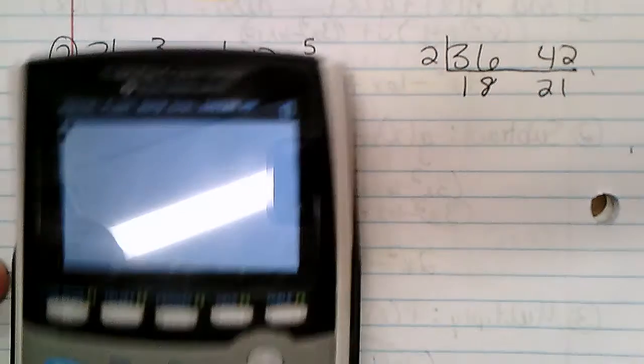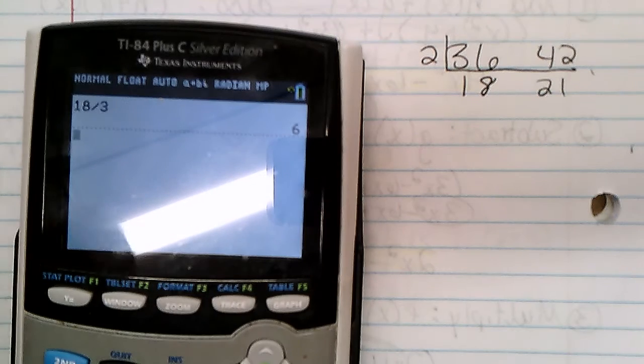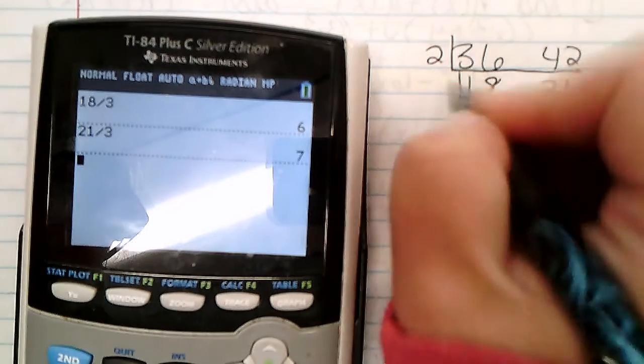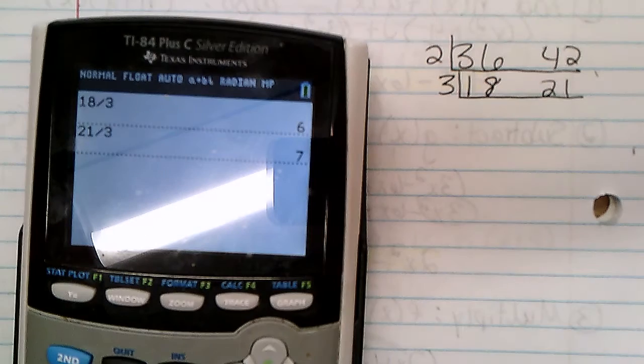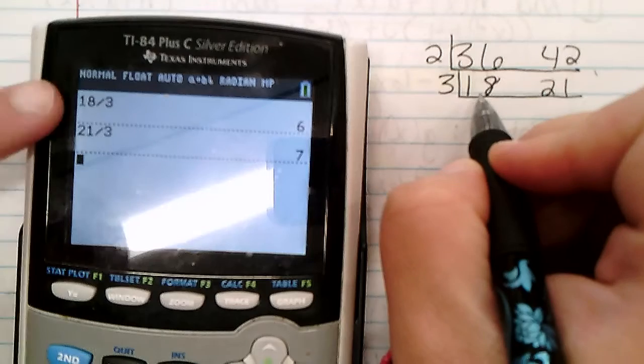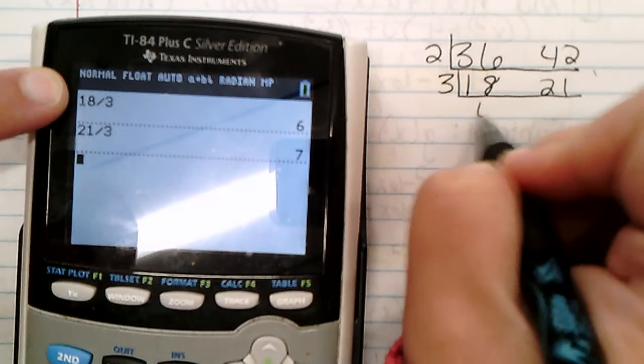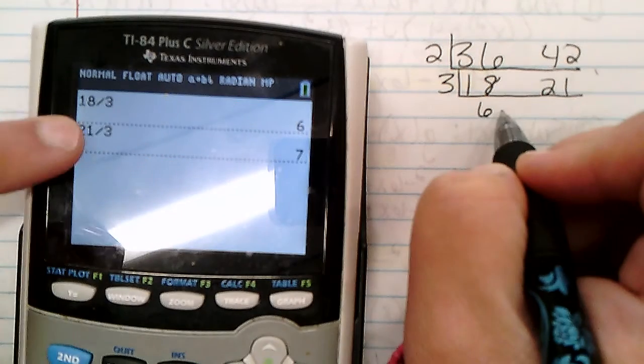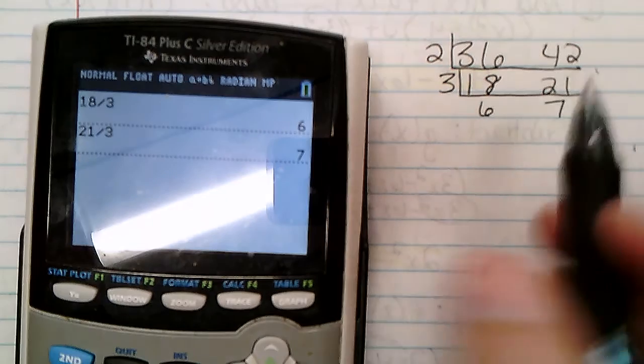So what about 3? 18 divided by 3 is a whole number. 21 divided by 3 is also a whole number. So I'm going to use a 3. Don't be afraid to use your odd numbers. So we've already done our division. 18 divided by 3 is 6. 21 divided by 3 is 7.